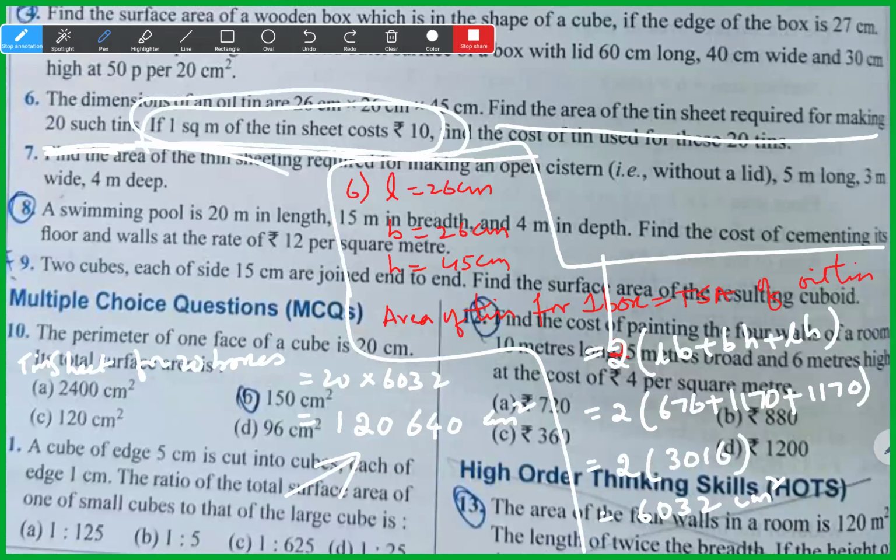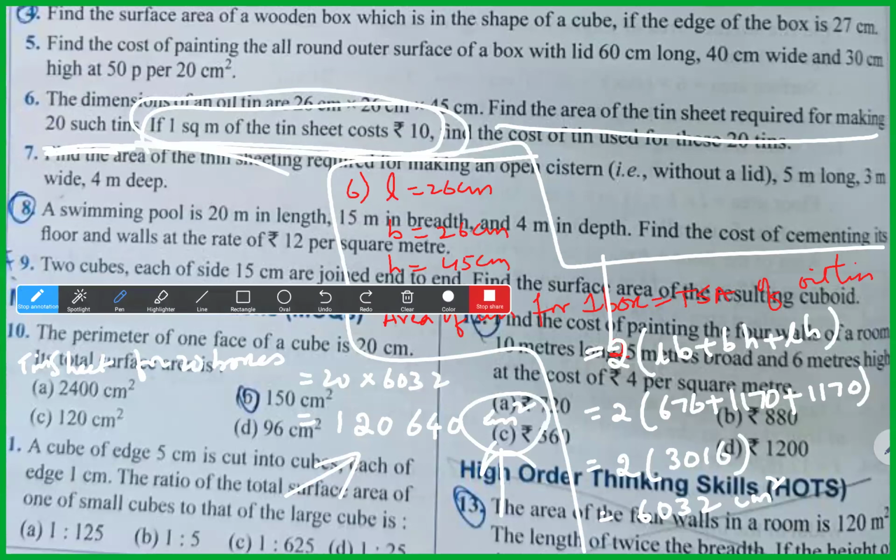To find the cost, they gave 1 square meter cost is 10 rupees. So we need to convert this into square meter and then multiply with 10 to find out the total cost. Because 1 square meter is this much, whatever square meter we get, that into 10 will give us the total cost. What is the difference between this and the previous cost? There I said 50 by 20. Here 10 by 1 you can do, and 10 by 1 is 10 only. That's why I'm not doing that. Directly, like one ice cream costs 20 rupees, 5 ice creams means 5 into 20.